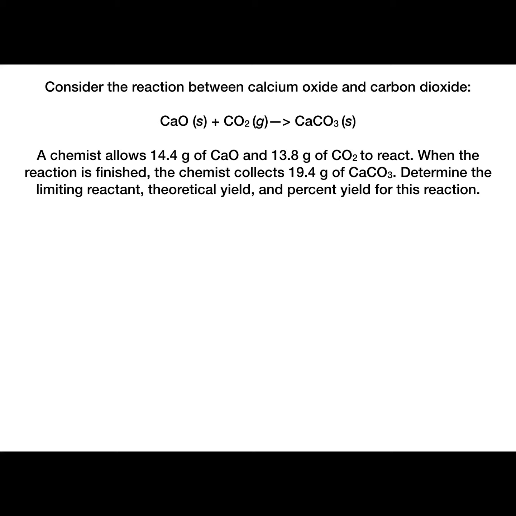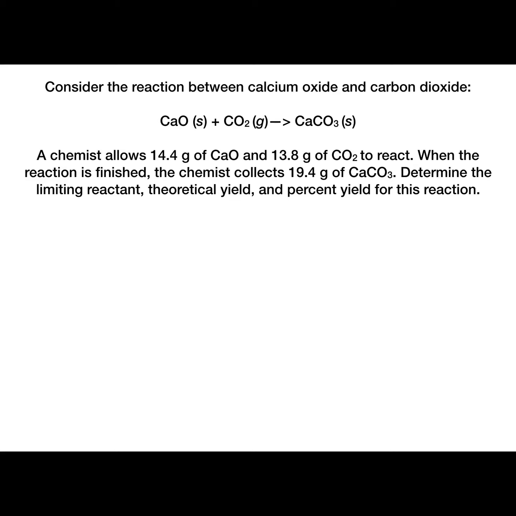Our next problem is, consider the reaction between calcium oxide and carbon dioxide. A chemist allows 14.4 grams of calcium oxide and 13.8 grams of carbon dioxide to react. When the reaction is finished, the chemist collects 19.4 grams of calcium carbonate. Determine the limiting reactant, theoretical yield, and percent yield for this reaction.